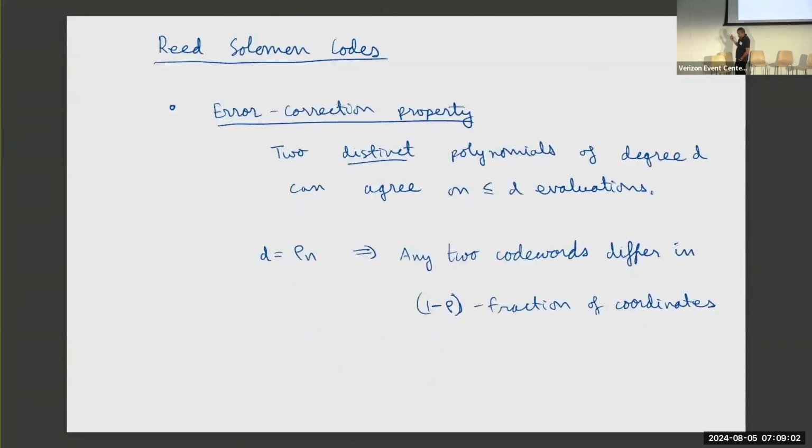And Reed-Solomon codes, the main use is their error correction property. If you have two distinct polynomials of degree d, they can only agree on d points. So this means that if you take two code words of the Reed-Solomon code, they differ on a 1 minus rho fraction of the points, because the way I set things up, d is rho times n. Okay, so distinct code words are very far apart from each other, so they look very, very different. Good.